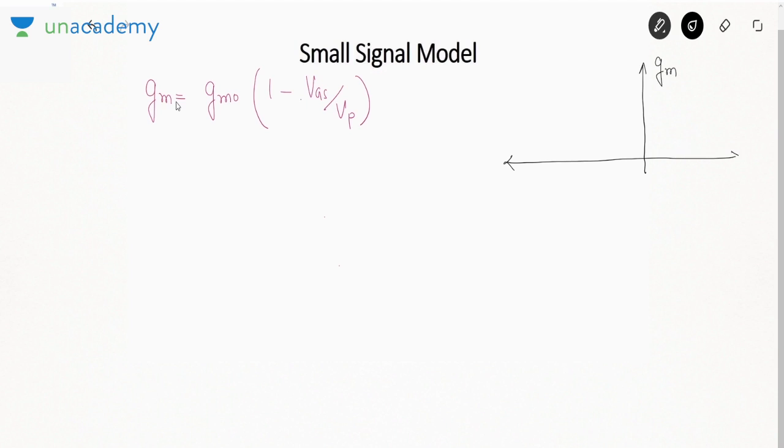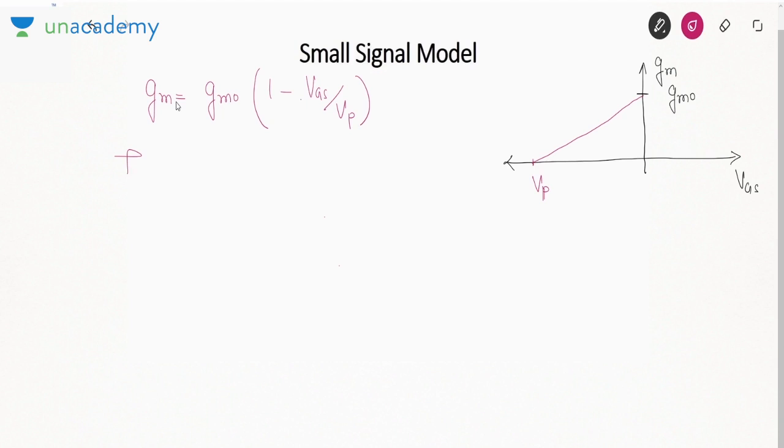gm and this is VGS. So gm at 0 VGS is gm0. For an N-channel JFET I know that VGS will be negative, so I will plot the graph on the negative real axis and this value will be VP. So gm varies linearly with VGS.